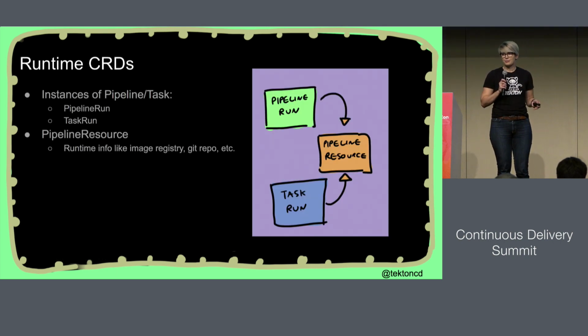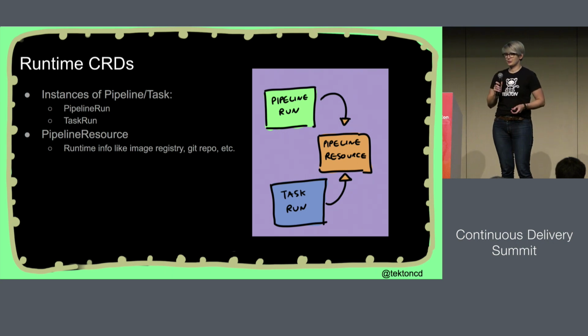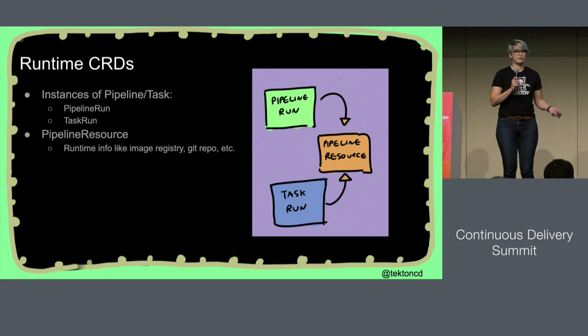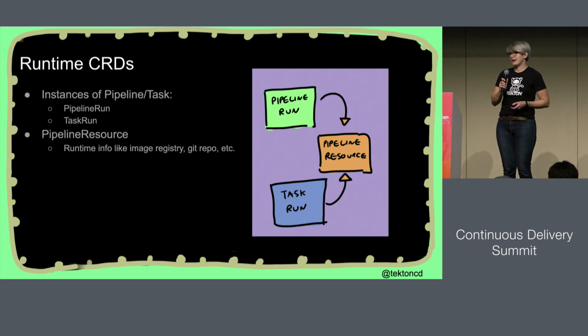So tasks and pipelines are types that you define once, and then you use them again and again. Just creating them doesn't do anything. They just sit there in the cluster and wait until you create our next new types, which are pipeline run and task run. And those actually invoke the pipelines and tasks. And then our final new type is the one that you use to provide runtime information, like what image registry to use, what Git repository, and that's called a pipeline resource.